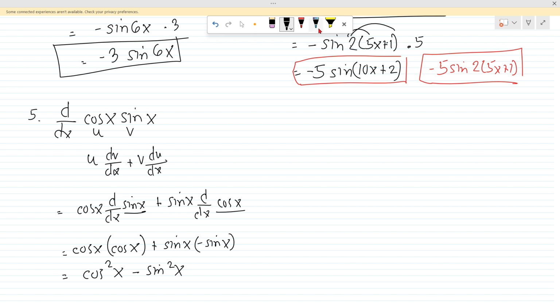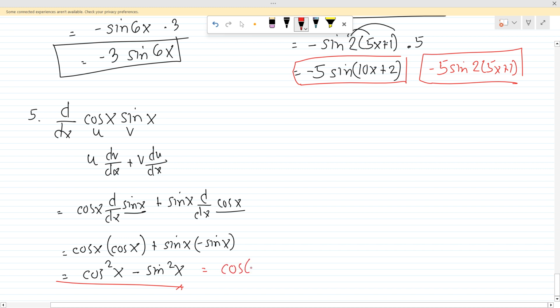The question is, is this our final answer? No po. Why? Can we still simplify this? Yes po. Okay, this is equivalent to what? Cosine 2x. Okay, using what identity? Double angle. Okay, again, the double angle theorem.